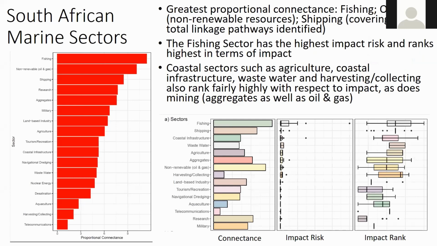The marine sectors in our ecosystem that showed the greatest proportional connectance, covering 30% of our total linkage pathways, were fishing, oil and gas, which are non-renewable resources, and shipping. The sector which had the highest impact risk and ranked the highest in terms of impact was the fishing sector. Coastal sectors also ranked fairly highly, and those included the agriculture, coastal infrastructure, wastewater, and harvesting collecting sectors. In addition, our mining, both aggregates as well as oil and gas, also ranked relatively high.